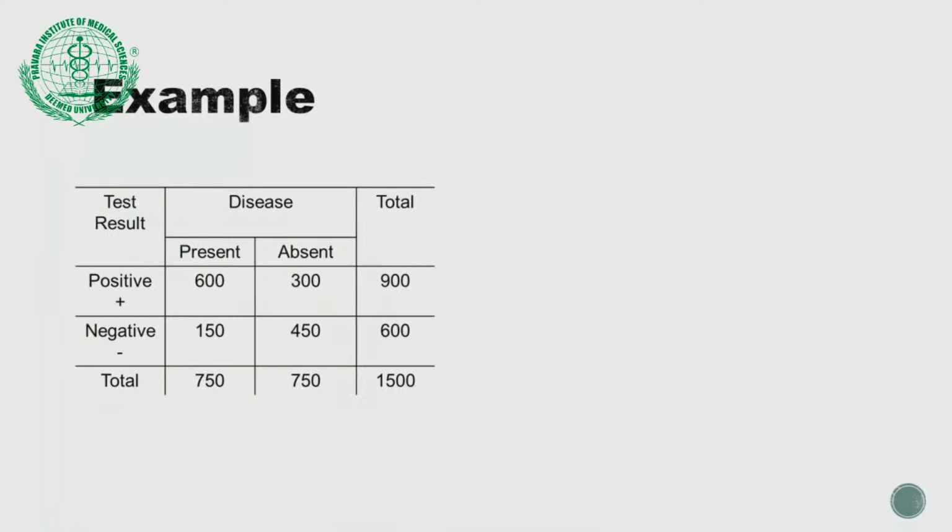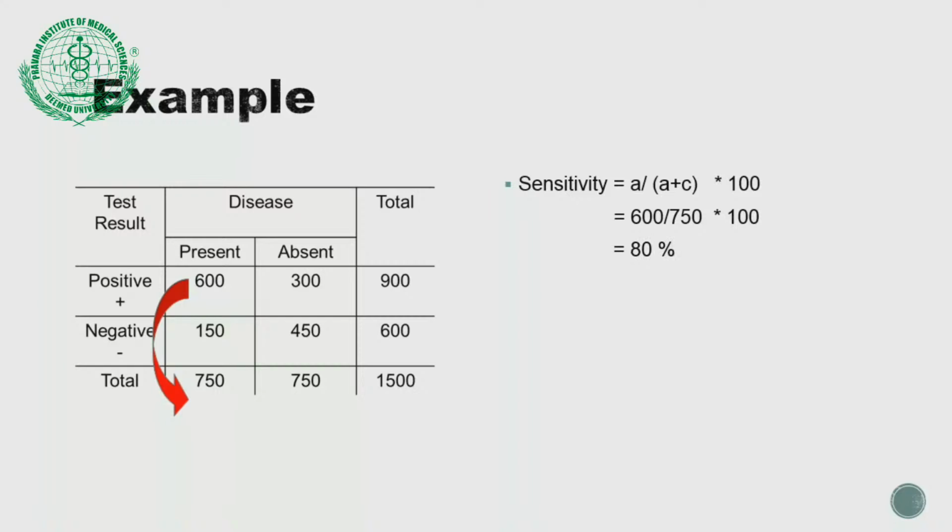Let us understand how to calculate sensitivity with the help of this example. So this 2 by 2 table is given to you and you have been asked to calculate the sensitivity of the test. Now we know the formula for sensitivity is A upon A plus C into 100. So what is A upon A plus C? A is 600 and A plus C is 750. So sensitivity will be 600 upon 750 into 100, which is 80%.